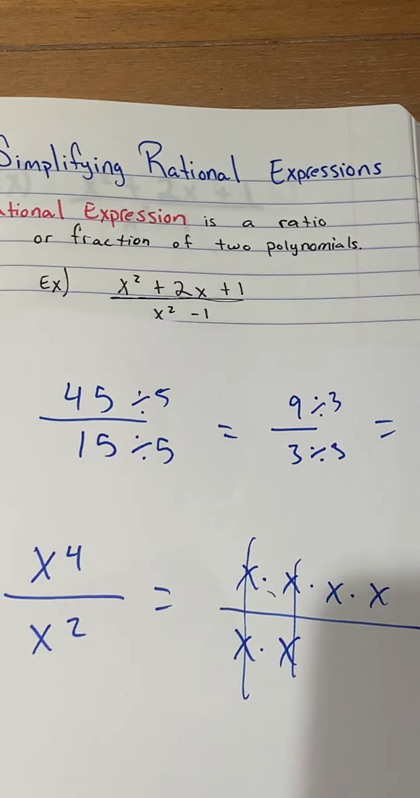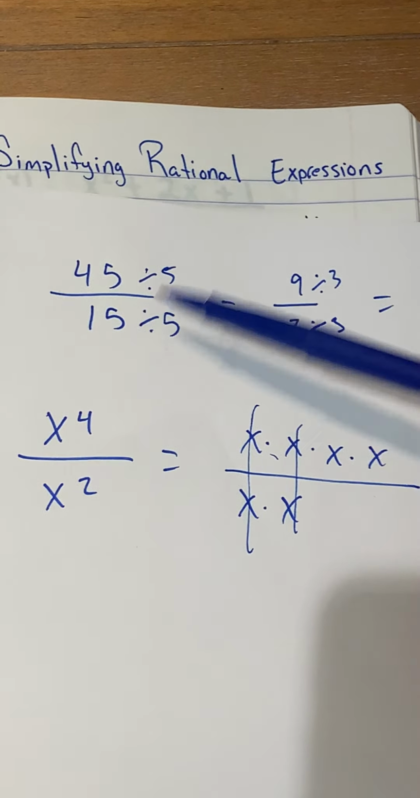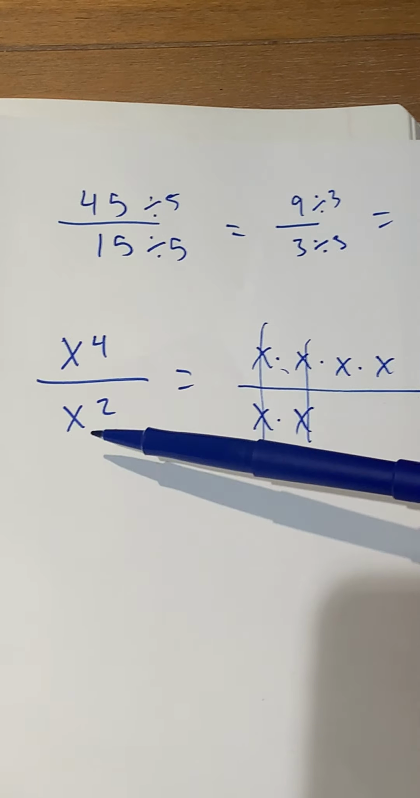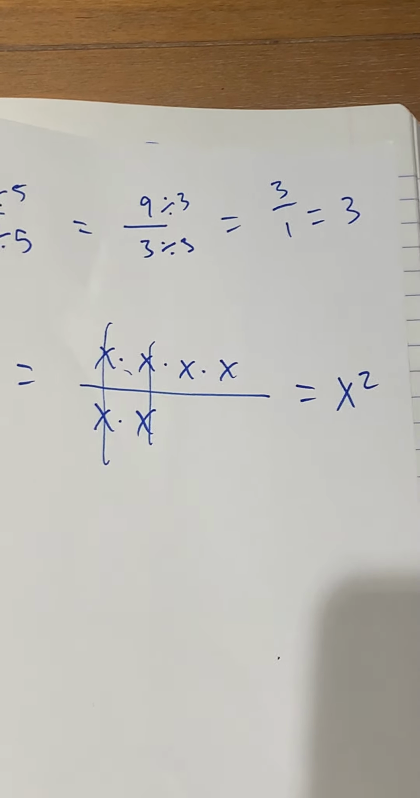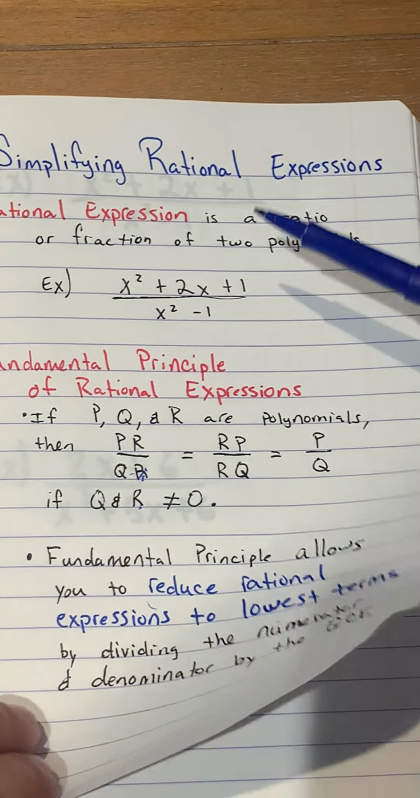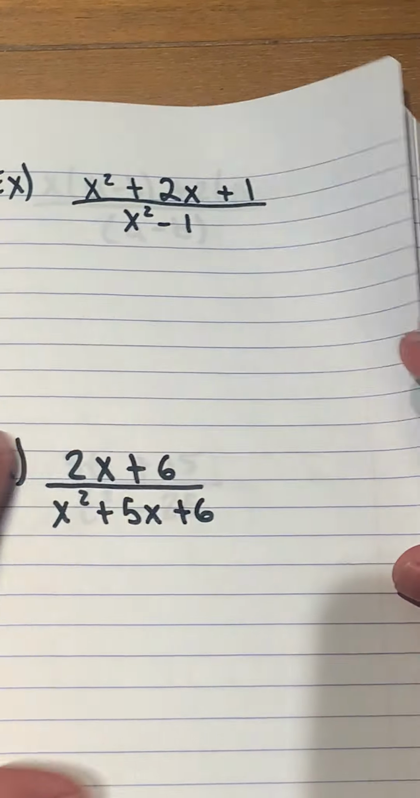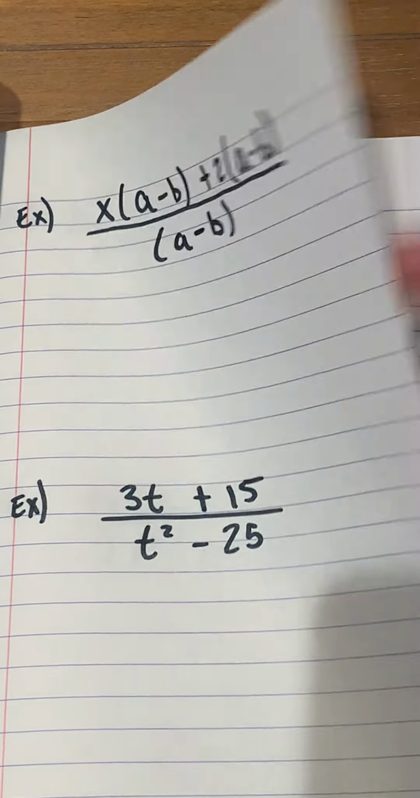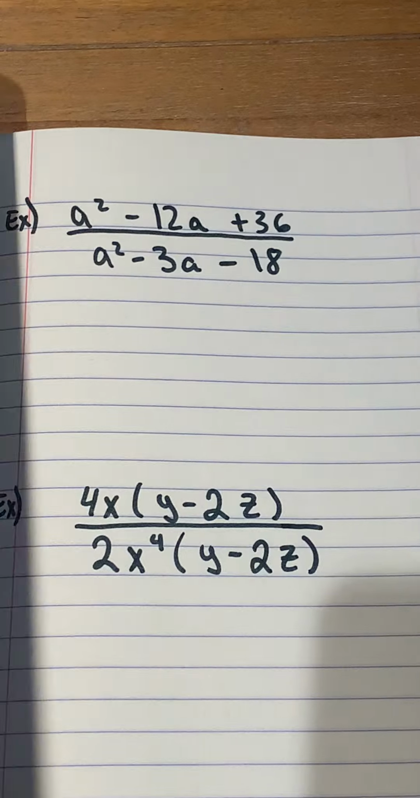So again, look at what we did here. We got x to the 4 over x squared, and when we simplified it, we got x squared. We're going to be doing the same thing, but with polynomials. Okay, so I wrote down my examples already. We're going to practice 2, 4, 6 problems today.